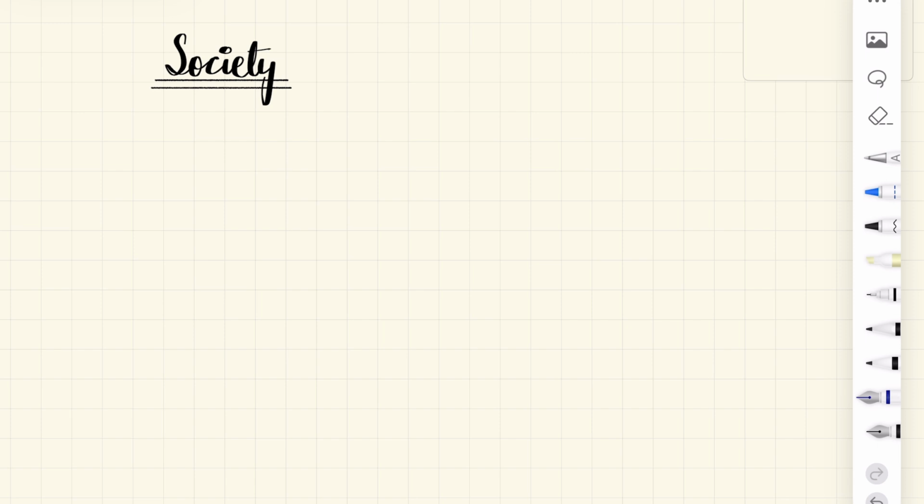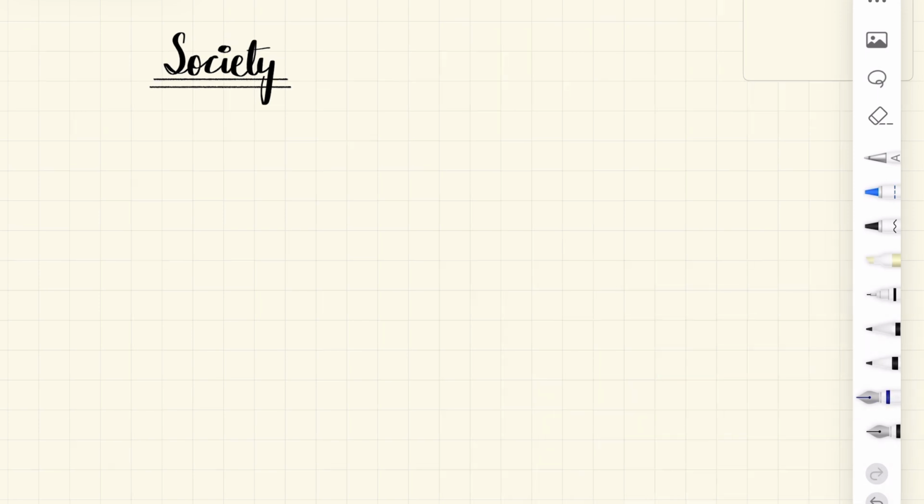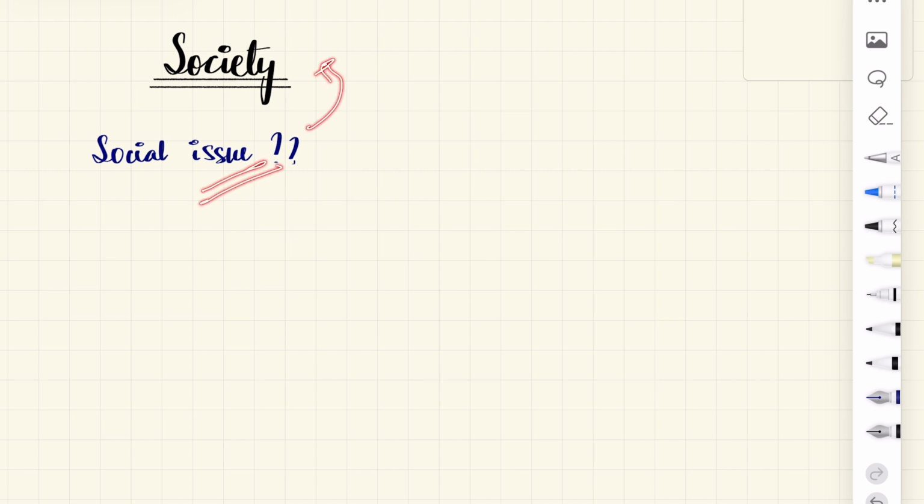Society is a big topic, right? So, let's start from basic things. You might have heard this word, social issues, right? So, इसका meaning क्या है? What is the meaning of social issues? Because we have seen these social issues in the society, right? So, what do you mean by these social issues?